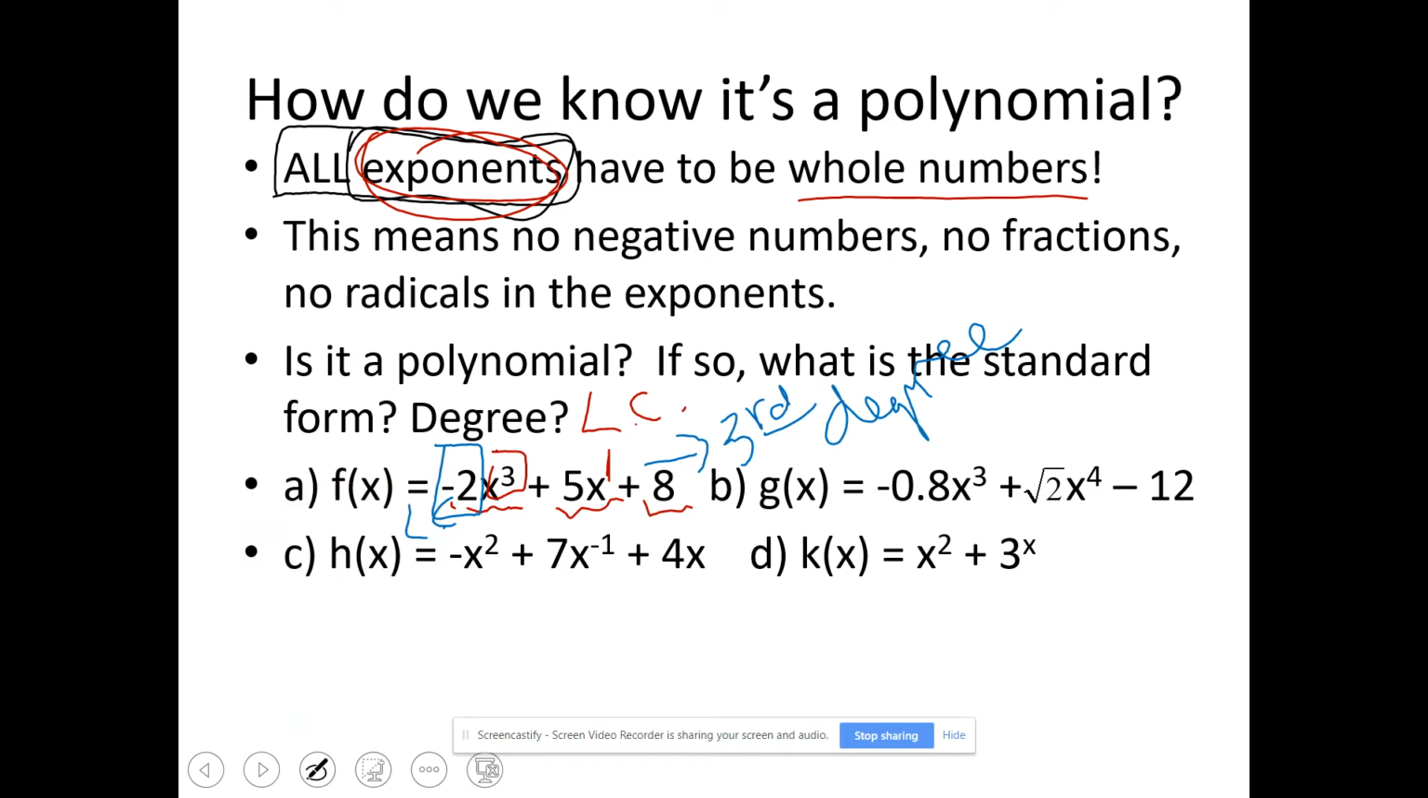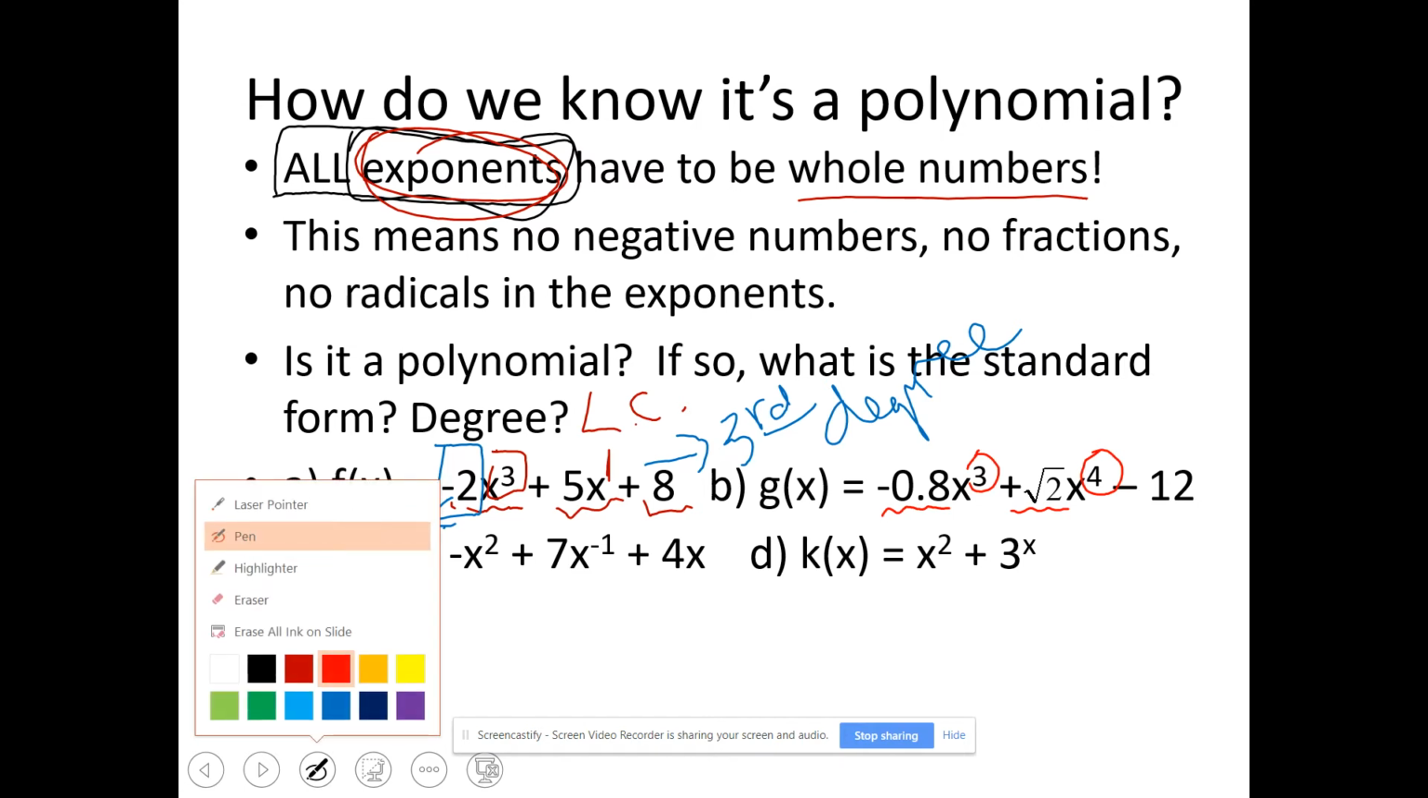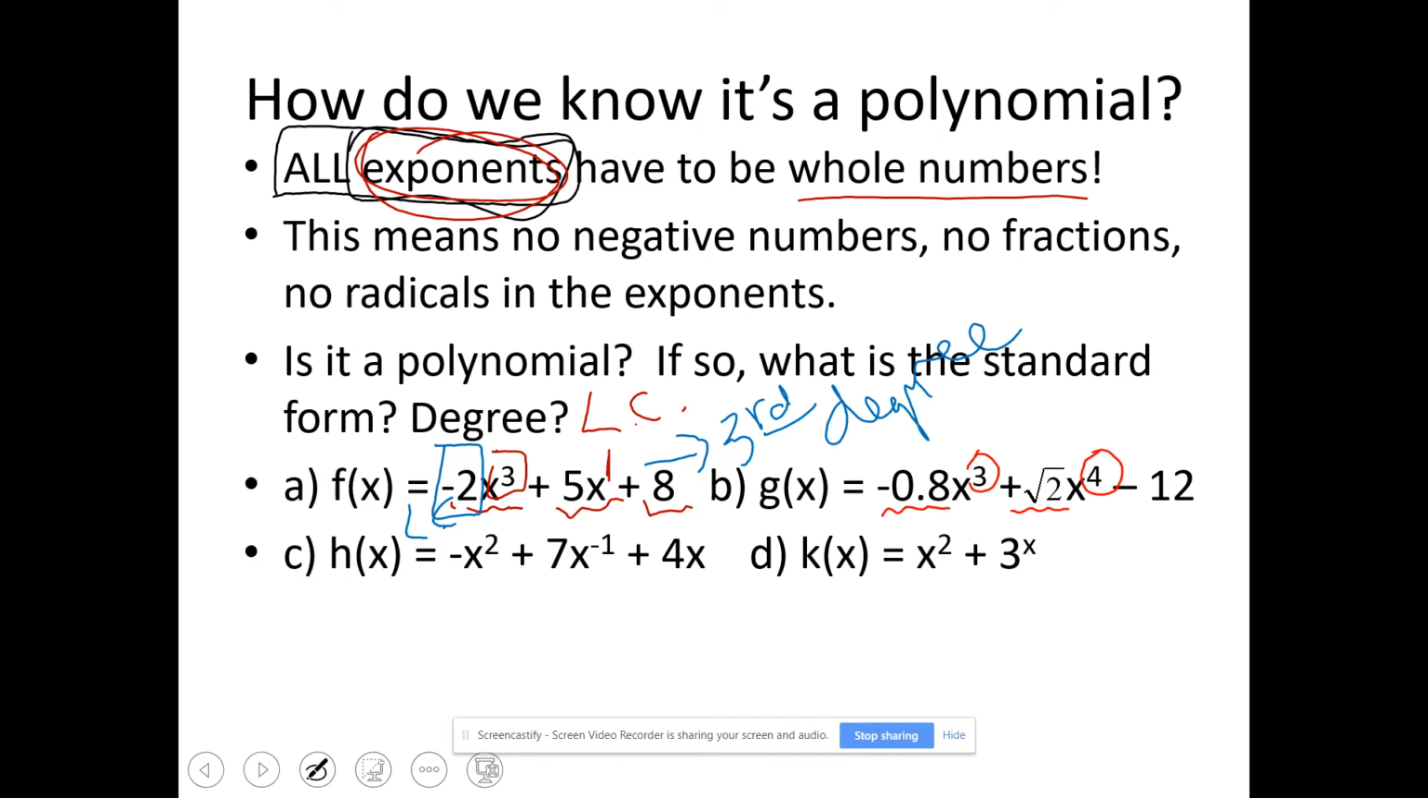Example B, we look at the exponents. I have a 3 and a 4. Yes, we know that this is a -0.8, it's a decimal. Yes, we know that's a radical too, but we don't care about those. We only care about the exponents. And so both of those exponents are whole numbers. So yes, example B is a polynomial.